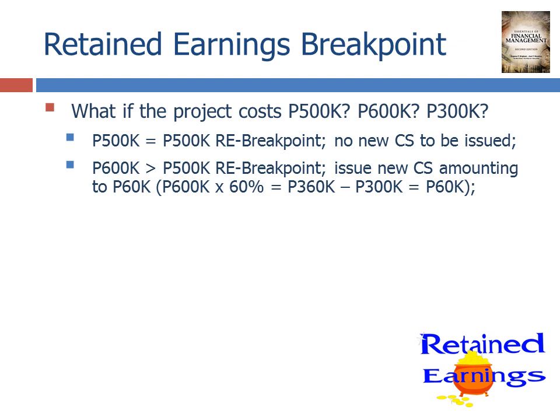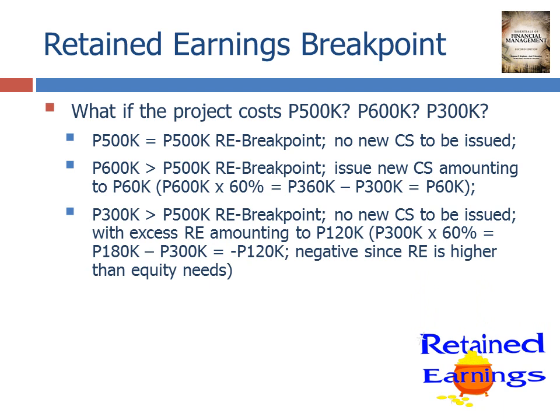Okay. What now if the project costs 300,000? Comparing it to our threshold of RE breakpoint of 500,000, it's much lower. So meaning we do not issue new common stock for the project which costs 300,000 because RE is sufficient. Actually, it's more than sufficient. So how do you compute for that?